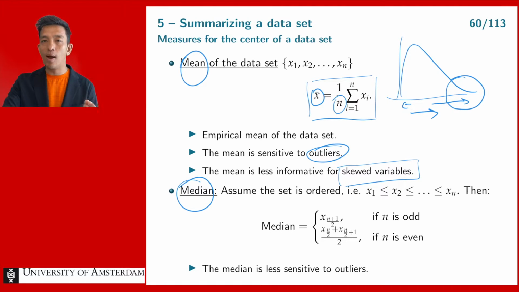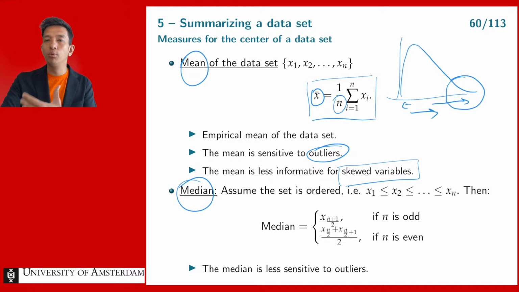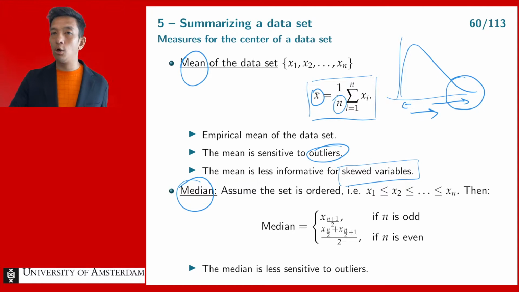So in that case, the mean is not the best measure for the center. However, if you want to calculate the variance of your skewed distribution, you still need the mean. Right? So that's why I say the mean is, apart from being a measure for the center of the data, also useful as input for other measures.